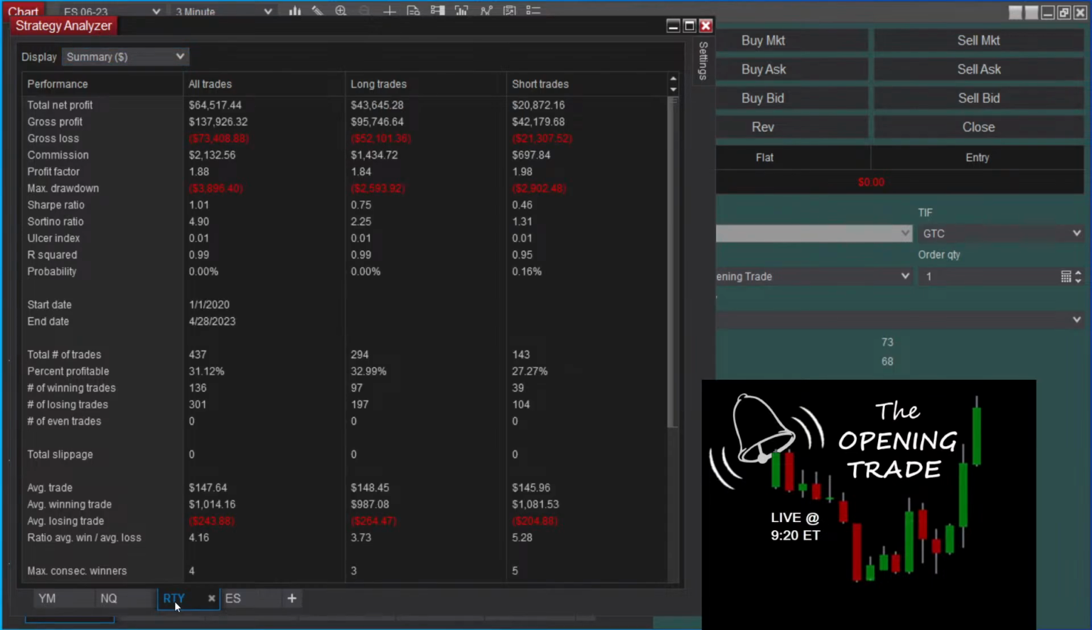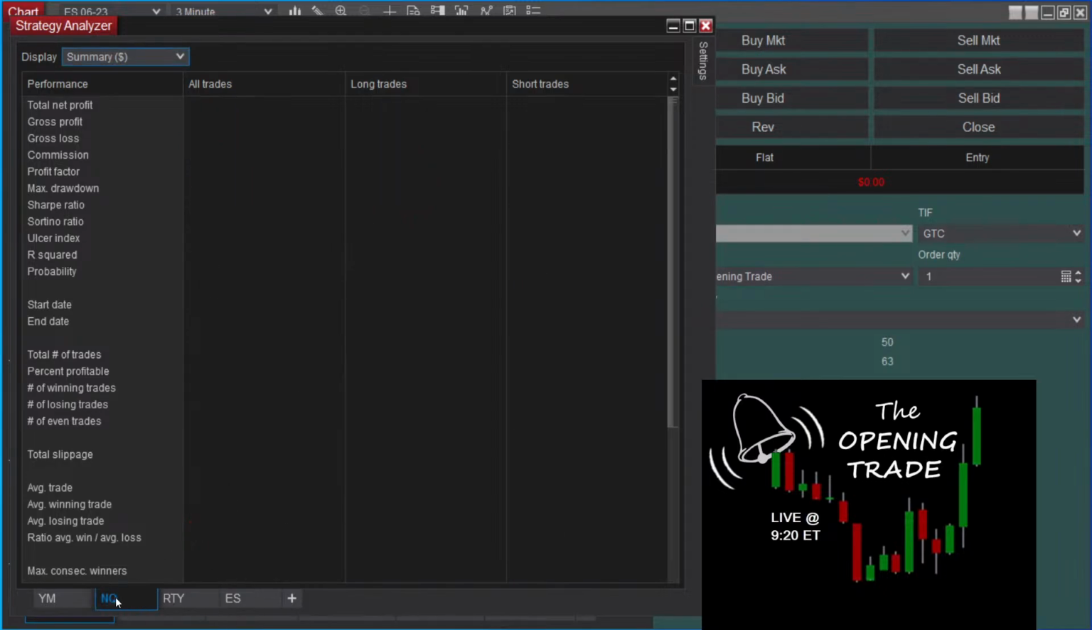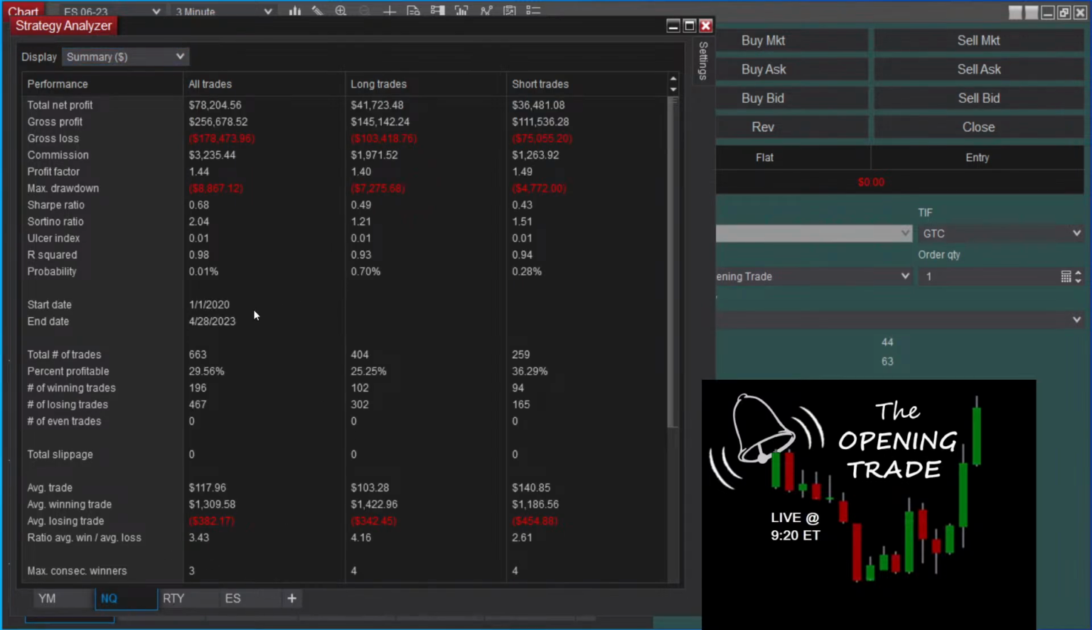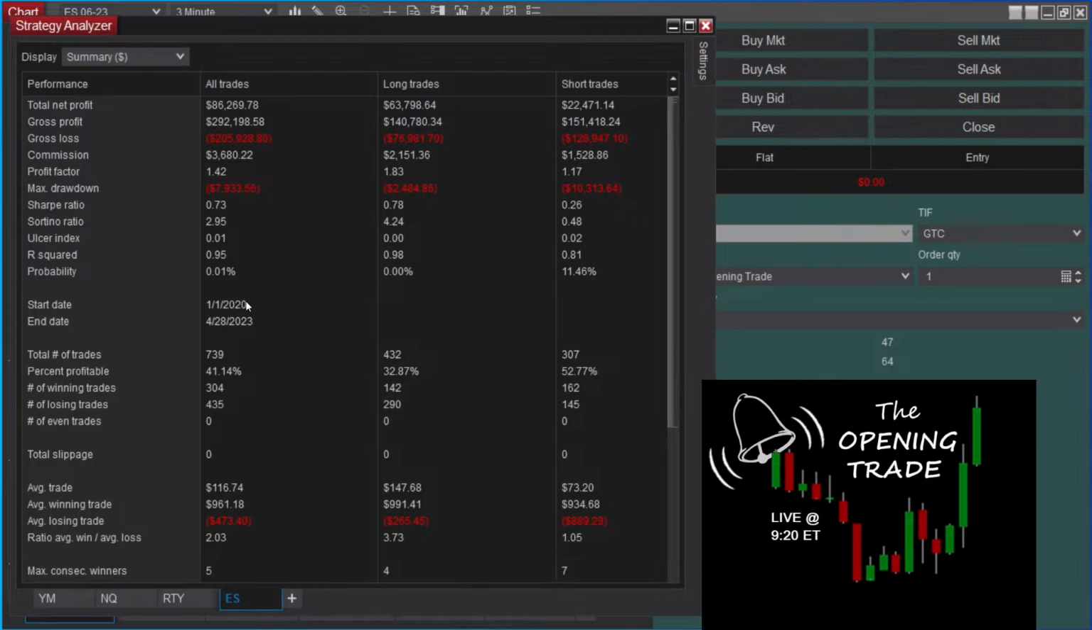Here's Russell: start and end date, max drawdown, gross loss, total net profit. Here's NASDAQ: start and end date, max drawdown, gross loss, and the total net profit. And then S&P 500: start and end date, max drawdown, gross loss, and total net profit.